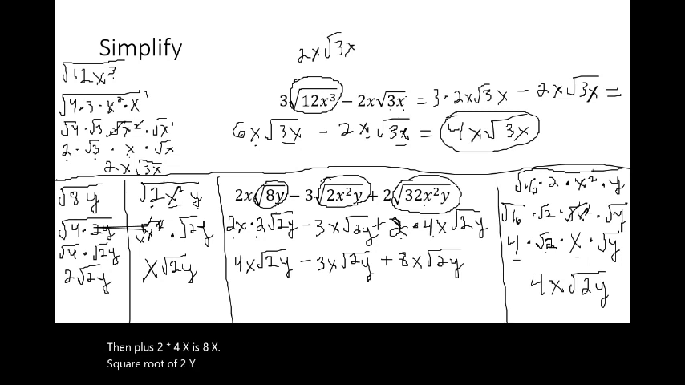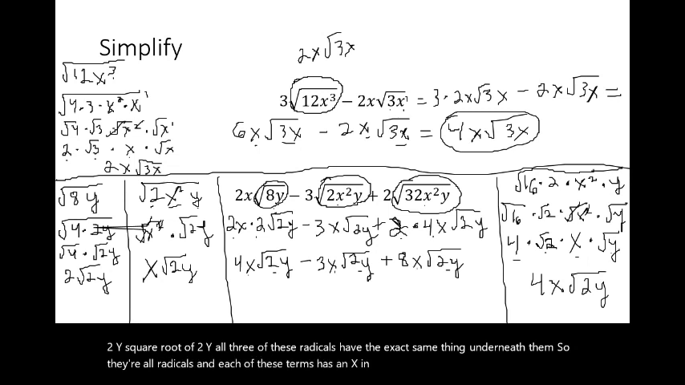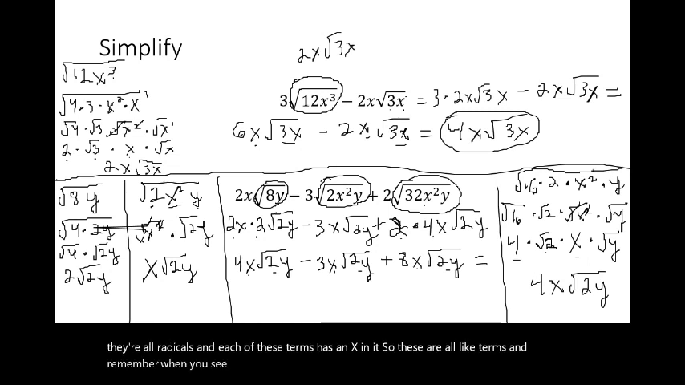And these are all like terms. So if you take a look at the radicals, square root of 2y, square root of 2y, square root of 2y. All three of these radicals have the exact same thing underneath them, so they are all like radicals. And each of these terms has an x in it, so these are all like terms. And remember, when you see addition and subtraction performed together, we're going to do them in the order they appear when we read this from left to right.